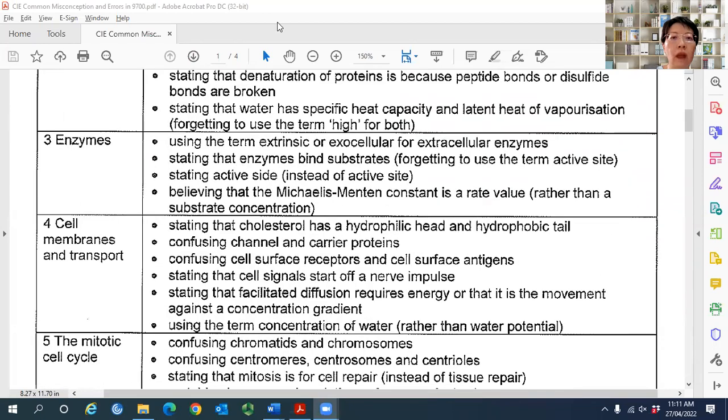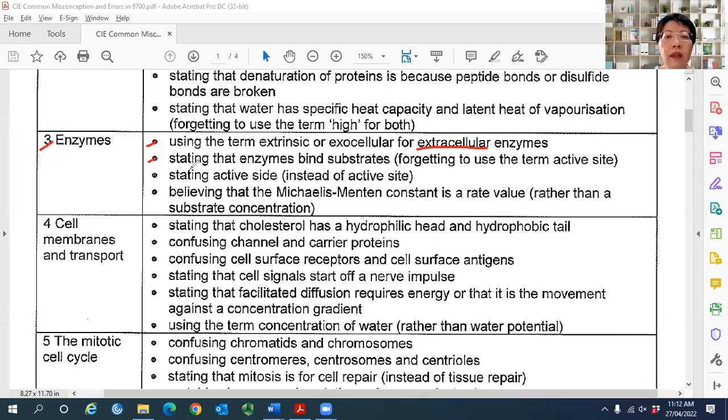So number 3, enzymes. Using the term extrinsic or exocellular for extracellular enzyme. When you learn the term extracellular enzyme, use this term, because it is actually a name. Don't simply interchange it with something else like extrinsic or exocellular, because those are not the name given to this enzyme that is secreted out of the cell to be used outside the cell. It's called extracellular. So don't simply change the name of a biological term or a structure or a process.